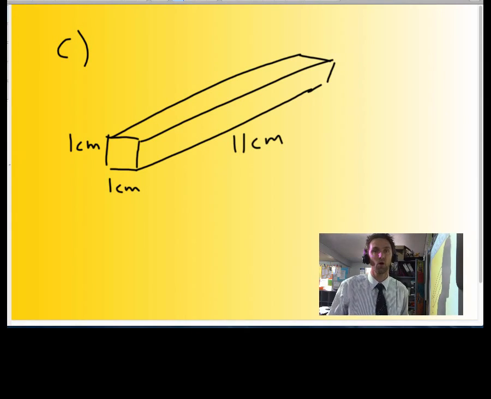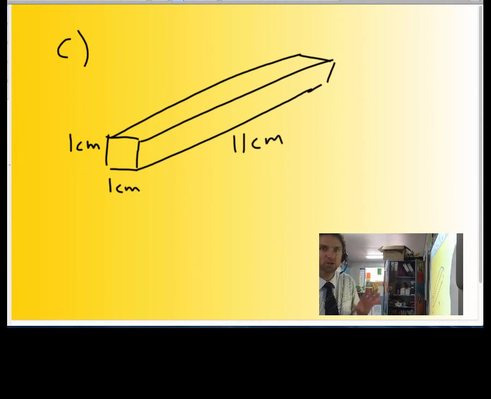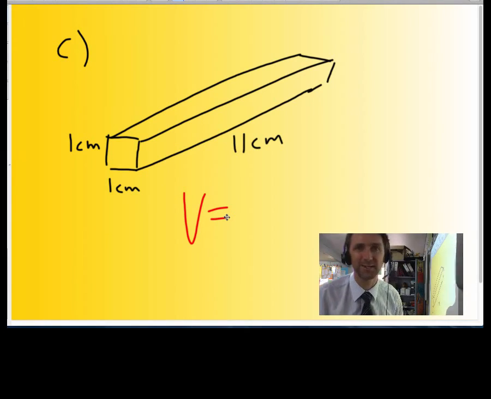And you're doing this one all by yourself. You've got 3 numbers there. You're trying to find the volume. How are you going to work it out? Okay, it's up to you. Off you go.